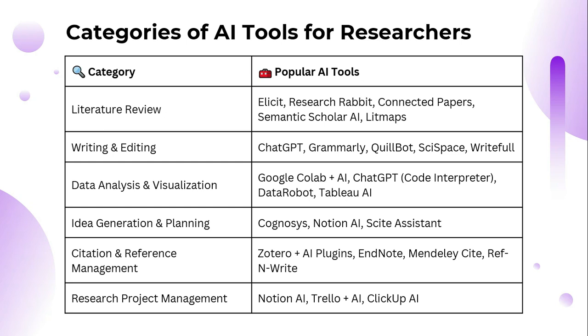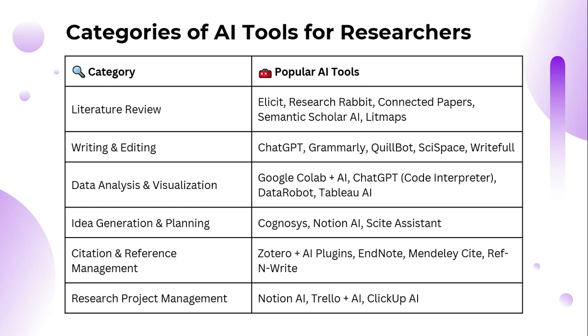Okay, so that is also popular, but it is a complicated one, Tableau, right? So MATLAB, you need a lot of learning curve in order to gain mastery over that. Then idea generation and planning, we have Cognosys, Notion AI, Site Assistant. We also have various citation and reference management tools. Mendeley is my favorite one, but you can also try exploring Zotero with some AI plugin. EndNote, RefWorks are also there, but these you have to opt for a paid plan after some basic usage, and that is very expensive for most of the students.